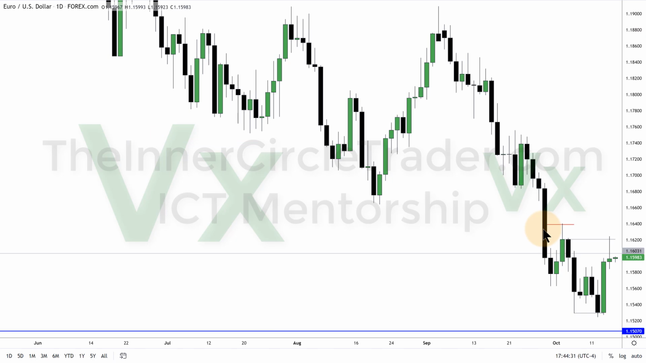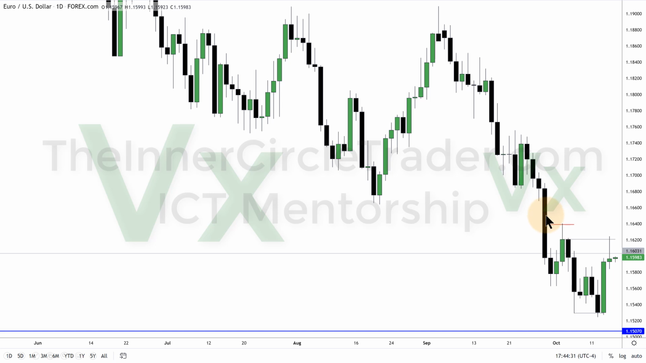Euro-dollar daily chart. Okay, we went a little bit higher into a rejection block here. So we are essentially back inside of this sell side imbalance, buy side inefficiency, and taking a rejection block out there. So again, I'm monitoring to see if it wants to sell off or if it wants to continue to consolidate sideways or if it wants to go higher.